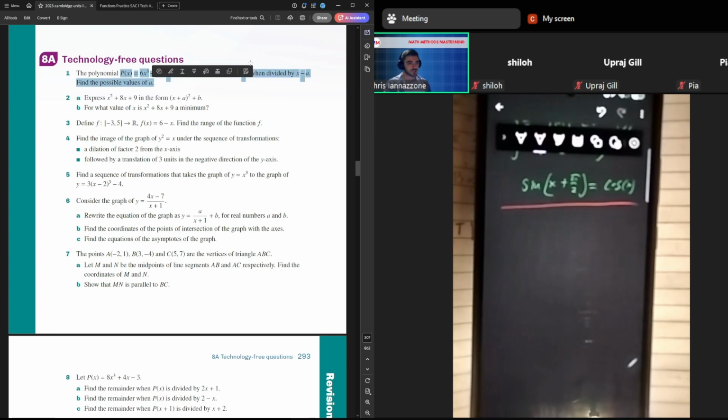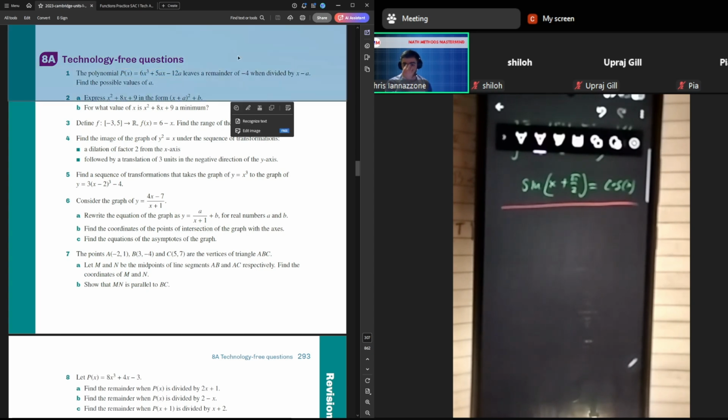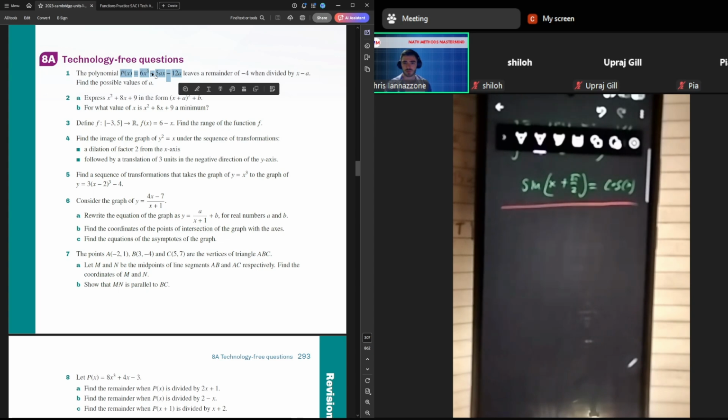Whenever you're given a question that you may or may not understand, a good thing to look for is all the numerical information that's in there. Things like the polynomial are obviously going to be important. The remainder being -4, that's probably going to be important. This linear also probably going to be important. And then obviously at this point, we know we've got to figure out our possible values of a.